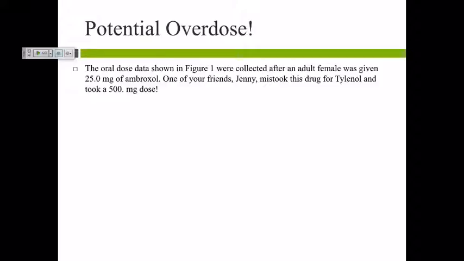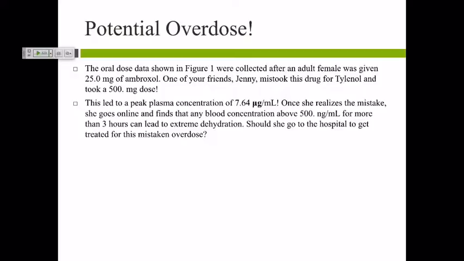So now we have a scenario where the data we just saw was collected when an adult was given a 25 milligram dose. One of your friends was stupid and thought that this was actually Tylenol, so they took a 500 milligram dose. Let's hope that there's a really big therapeutic window for this drug, right? So she went and looked up some stuff. She was able to figure out what her blood concentration spiked at. When she realized the mistake, she went online and found that any concentration above 500 nanograms per mil for more than 3 hours can lead to extreme dehydration. You need to get to the hospital for that. So you guys need to figure out whether she needs to go to the hospital or not.